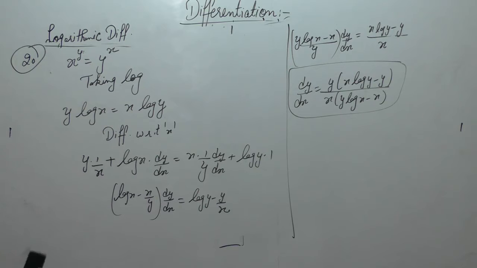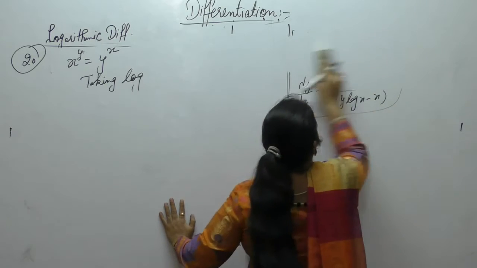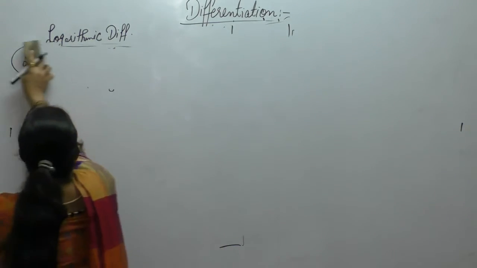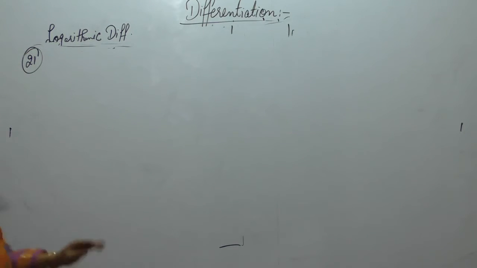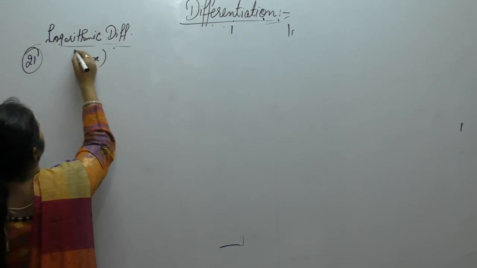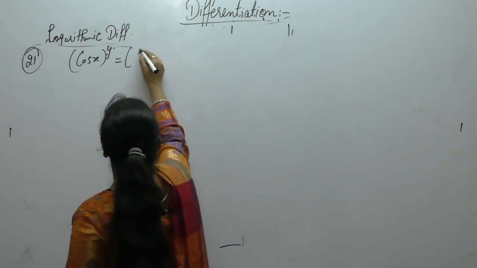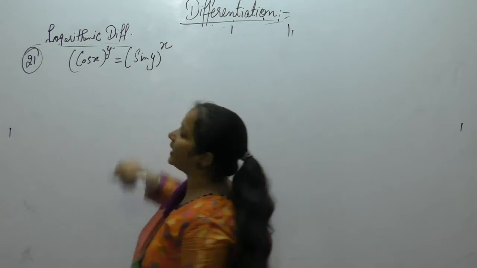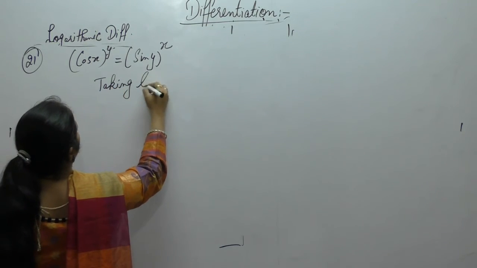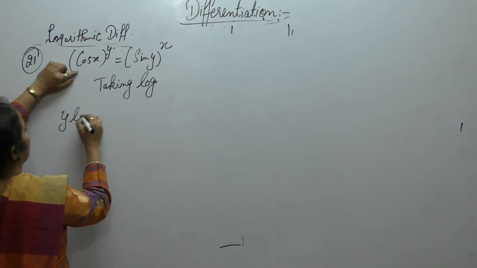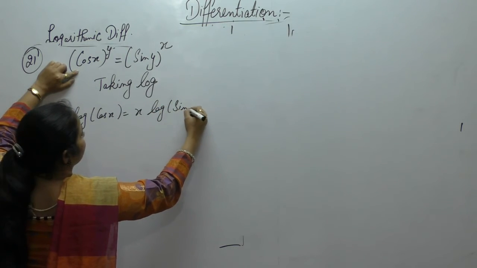Next is: if cos of x power y is equal to sine of y power x, find dy upon dx. Again, variable power variable is here, so taking log on both sides: y log of cos of x equals x log of sine of y.